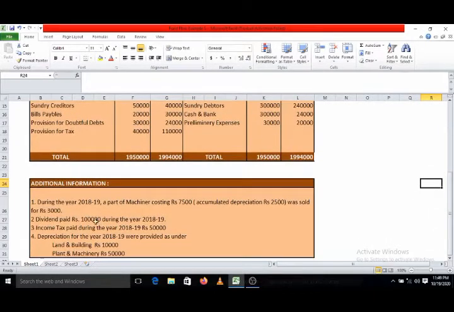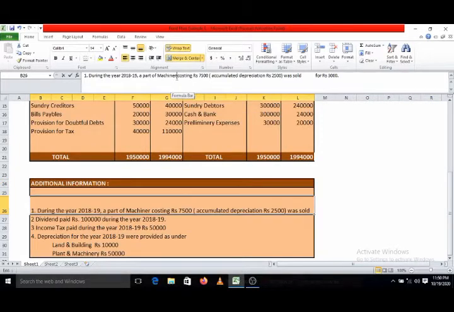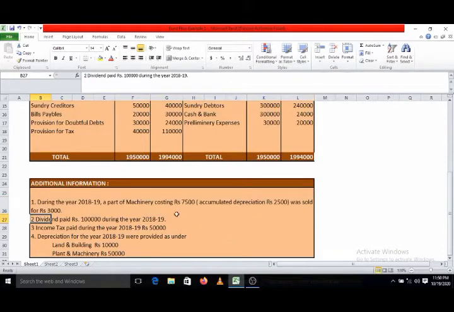Additional information number 1: during the year 2018-19, that means the second year, a part of machinery costing rupees 7,500, accumulated depreciation rupees 2,500, was sold for rupees 3,000. So the part of machinery sold had an original cost of 7,500. Accumulated depreciation means depreciation charged till date on this plant, rupees 2,500.